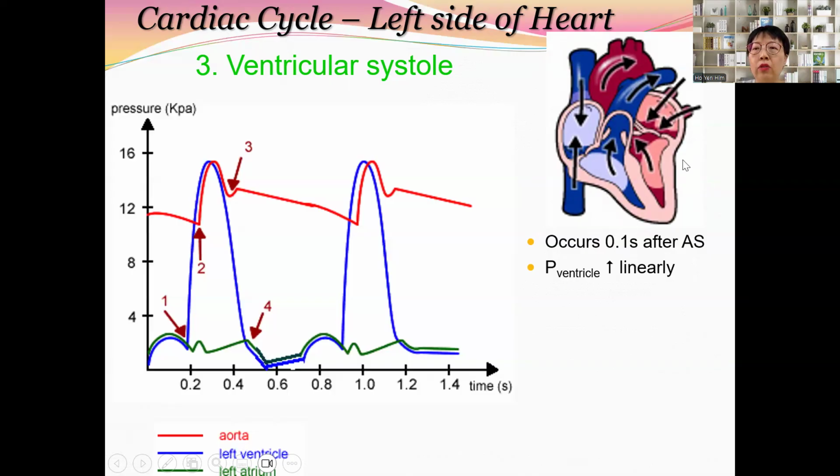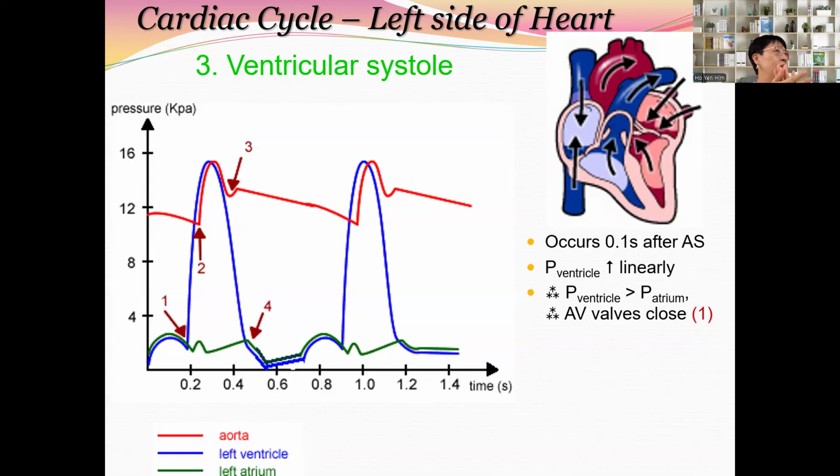So you see it curves inwards, right? Ventricle systole. What happened? Pressure in ventricle increases linearly. And then what happens? Pressure in ventricle now is definitely higher than atrium. So what happened to my AV valve? Pressure in ventricle increases higher than atrium. What happened to my both AV valves? Close, isn't it?